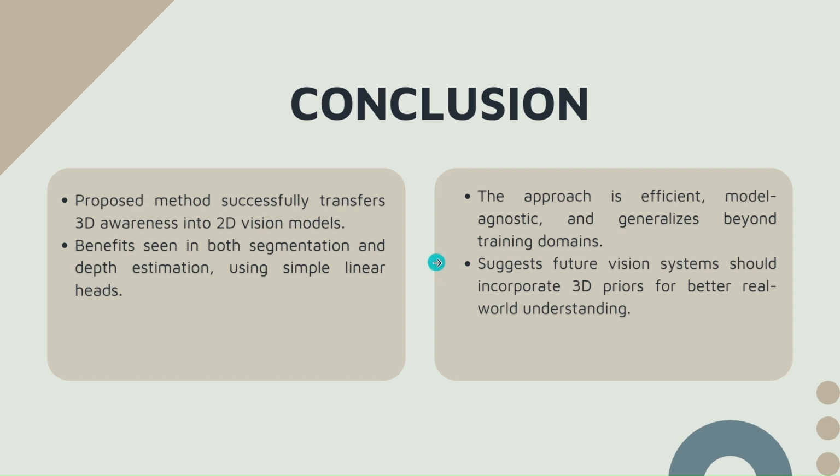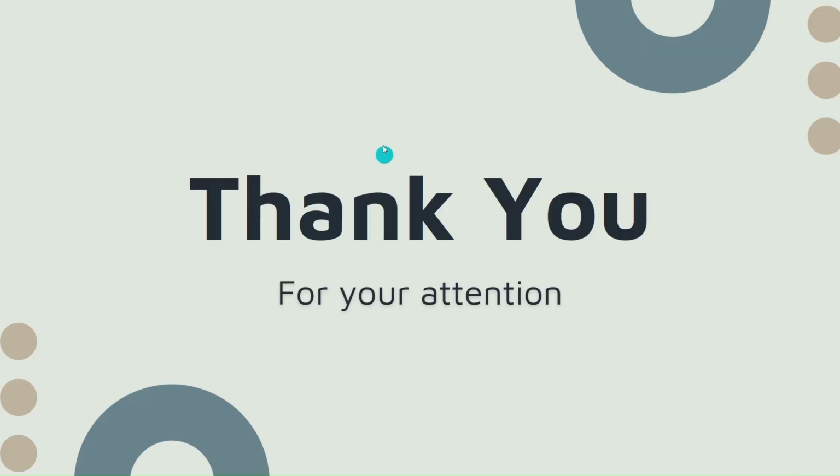So, overall, the results suggest a promising direction for future research in vision. Rather than treating 2D and 3D as separate modalities, we can unify them through intelligent feature alignment. This could unlock more robust and versatile models for real-world perception tasks.